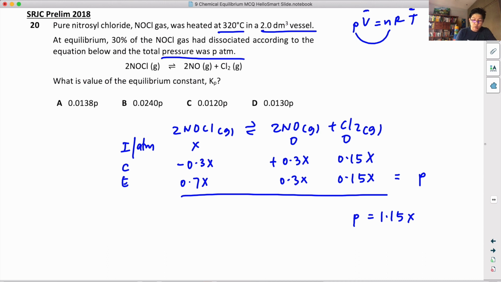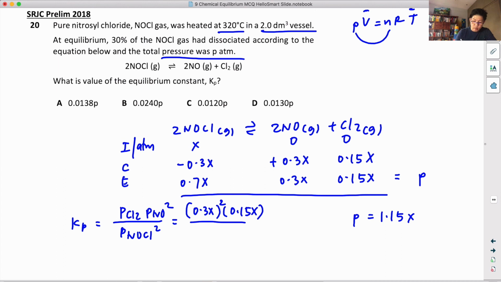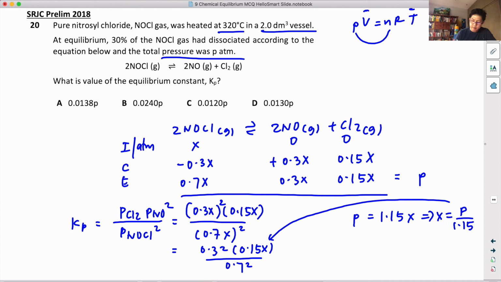All right. So let's calculate Kp now. Kp is equals to pressure of Cl2 times pressure of NO square over pressure of NOCl square. Can I put in the values? I'm just going to put in 0.3x square, 0.15x over 0.7x square. So work it out, it should be 0.3 square times 0.15x over 0.7 square. And after that, sub the x. From here, x actually equals to P over 1.15, right? So sub this value inside here and work it out. I believe you should get 0.024 P. So this answer is B. So that's how we do the questions for chemical equilibrium.